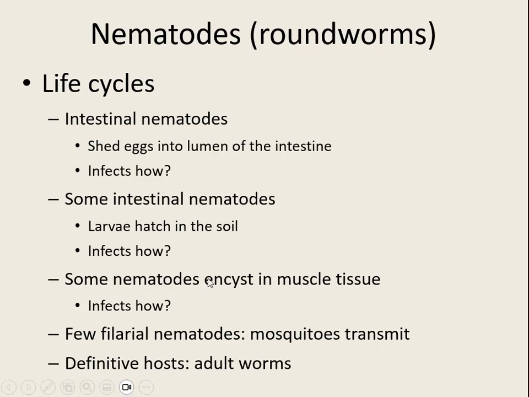With some intestinal nematodes, the larvae hatch in the soil, and the larvae can actually penetrate or burrow through the skin. Some nematodes encyst in muscle tissue of, say, animals, and we get infected when we consume raw or undercooked meat. There are a few filarial nematodes that mosquitoes transmit, but either way they get transmitted, the definitive host is where that adult worm develops and begins to make eggs to continue the entire life cycle.